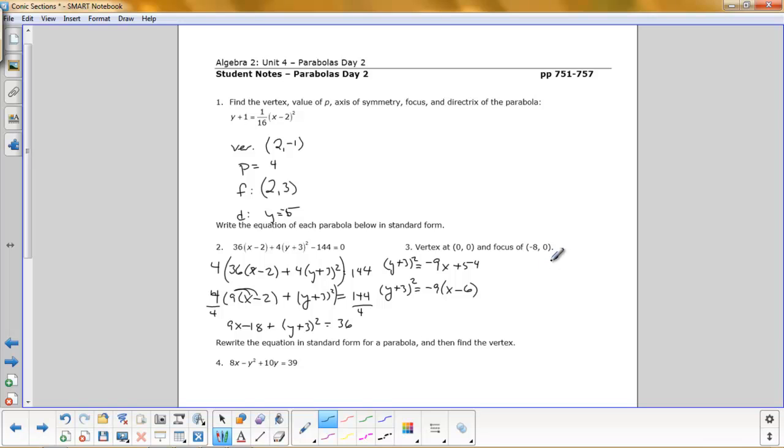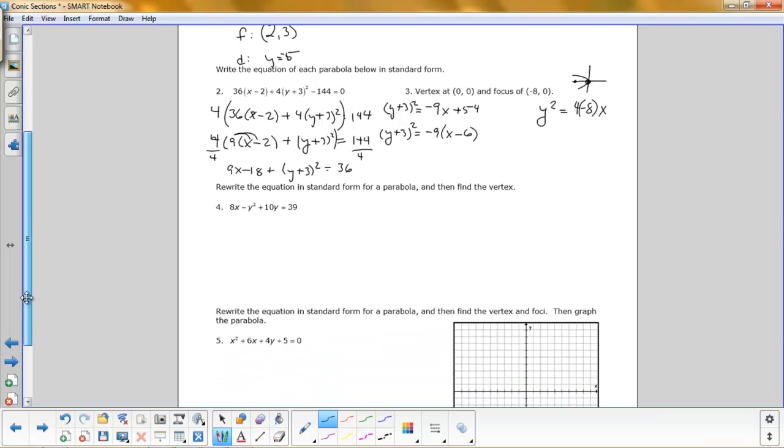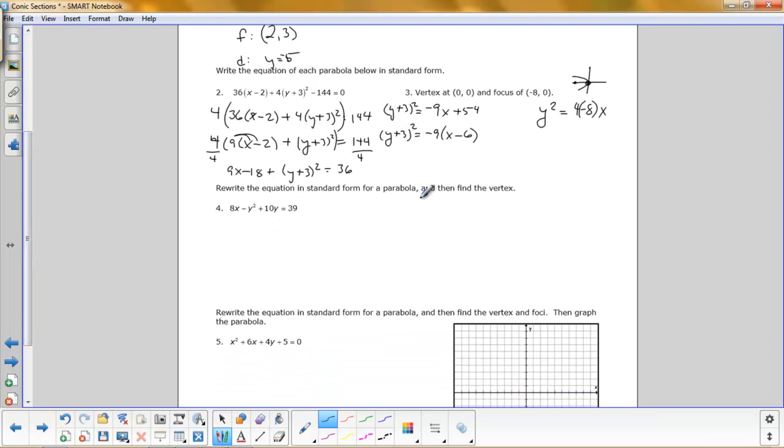This one, a little bit differently. I'll go ahead and sketch it real fast to see what it looks like. Centered at the origin, focus at -8, 0. So it opens in this direction. So that means it's going to be y squared equals 4 times -8, which will be -32x.